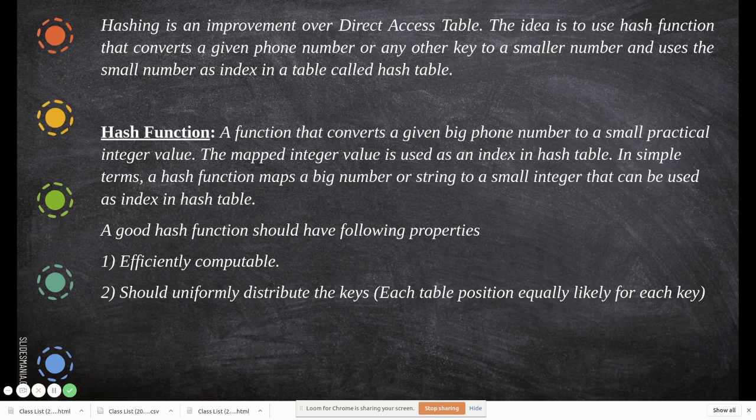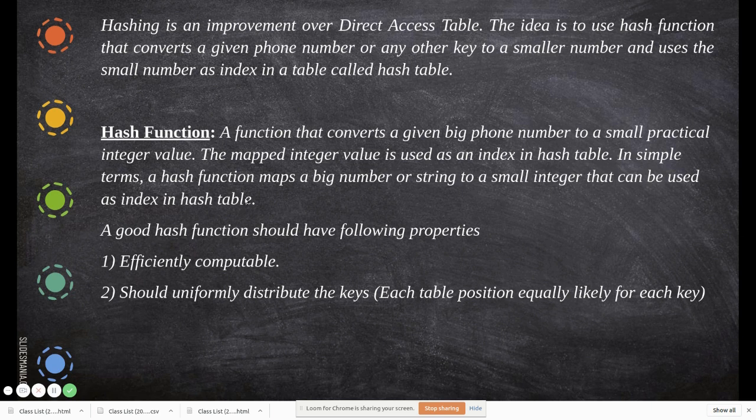So for example, I need only 1000 data to be stored, which means this 10 digit value can be converted into a 4 digit, or 3 digits, where you can search the value. This will be converted by a hash function into a small number and uses the small number as index in a table called the hash table.